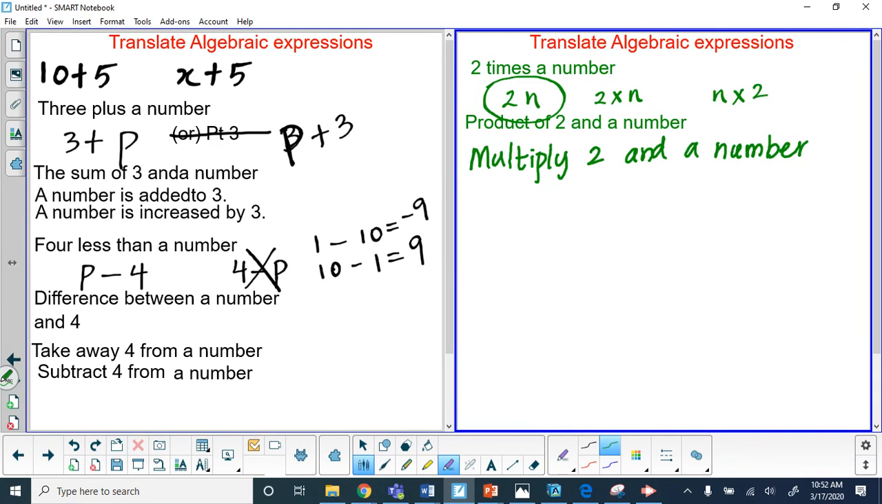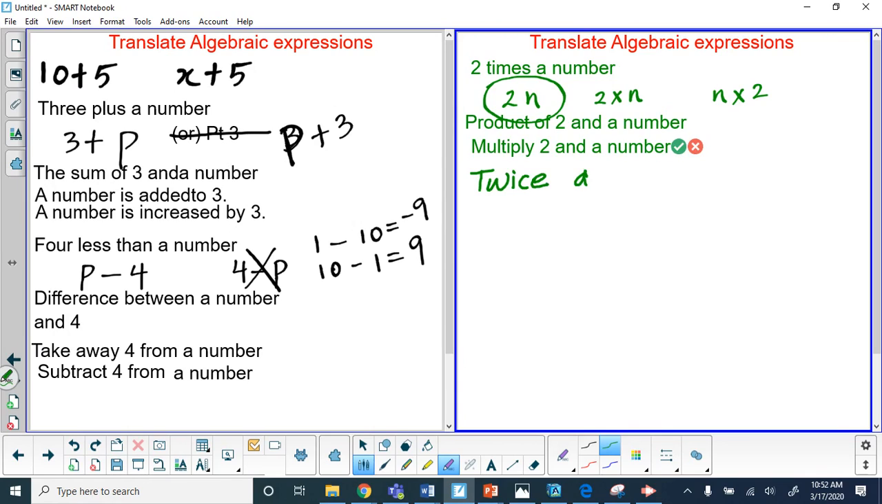Also, we can say simply twice a number. 2 times is twice a number. A number is n. These are some examples for multiplication.